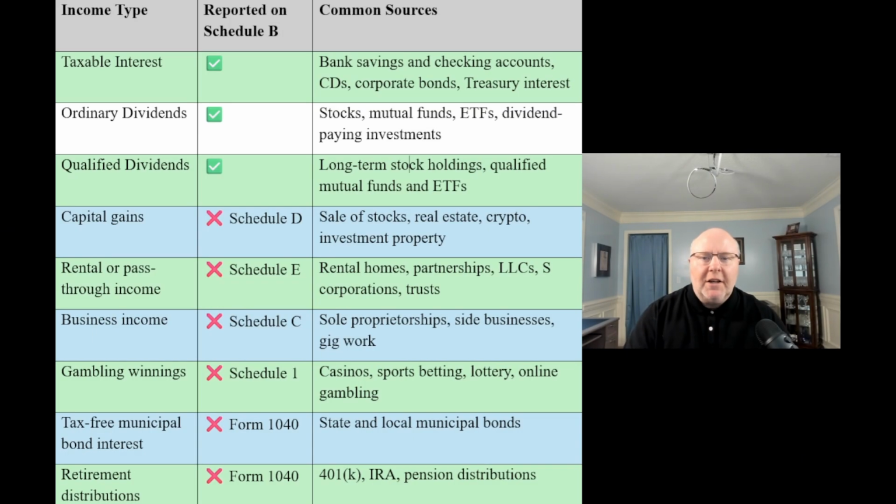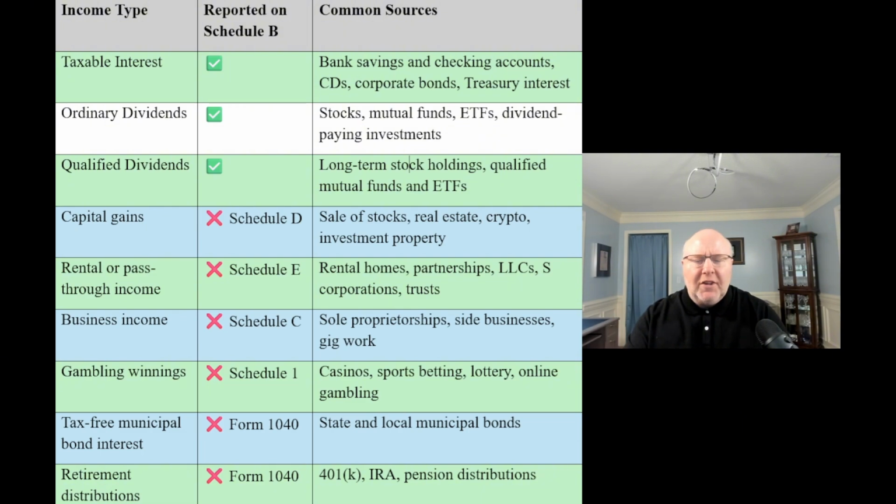All right, well, let's take a look at this. Let's see if we know what appears on our Schedule B and what is appearing on a different schedule or form. So there's three things that are appearing on our Schedule B that we need to know right now. We're going to have our taxable interest, our qualified dividends, and our ordinary dividends.